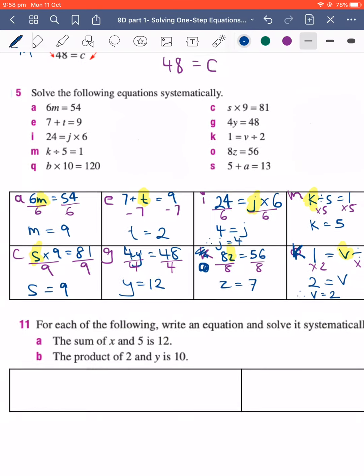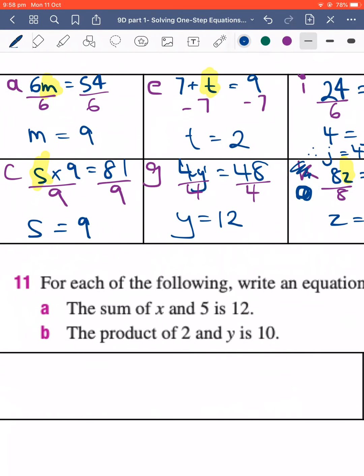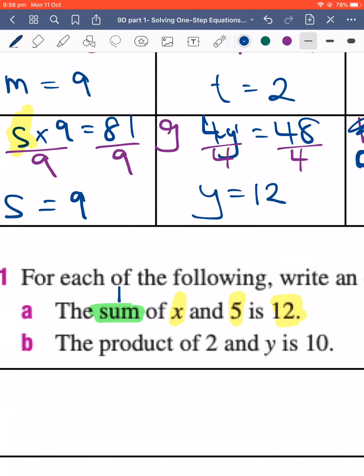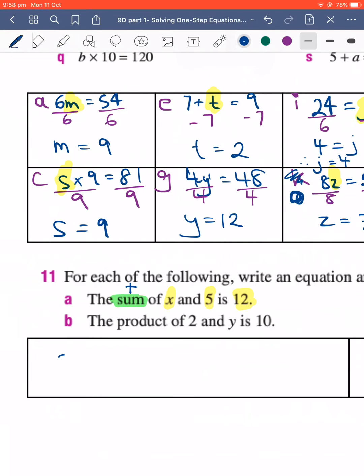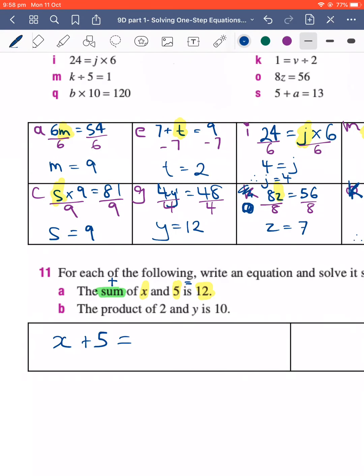For each of the following, write an equation, and then we're going to solve it. So the first thing I've got here is I have 3 parts here, and I've also been given a statement here that is the sum. So when I have a sum of something, it means that I am adding. So I can write it out as the sum of x and 5, and this word is refers to equals because it's at the end of a sentence.